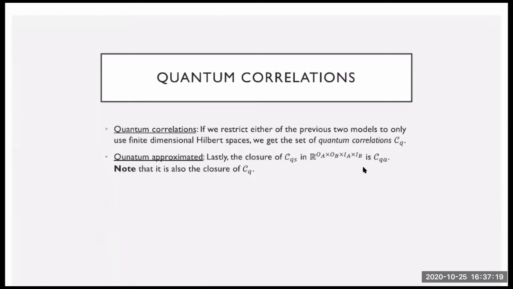We said that the quantum correlations are exactly the quantum spatial correlations when we take HA and HB to be finite dimensional. It turns out that if you take the quantum commuting model and restrict yourself only to finite dimensional Hilbert space, you again get the quantum correlations. So both of the previous models, if you add the restriction that H, or HA and HB, are finite dimensional Hilbert spaces, you get this correlation set CQ that we talked about last time and that I reminded you of at the beginning.